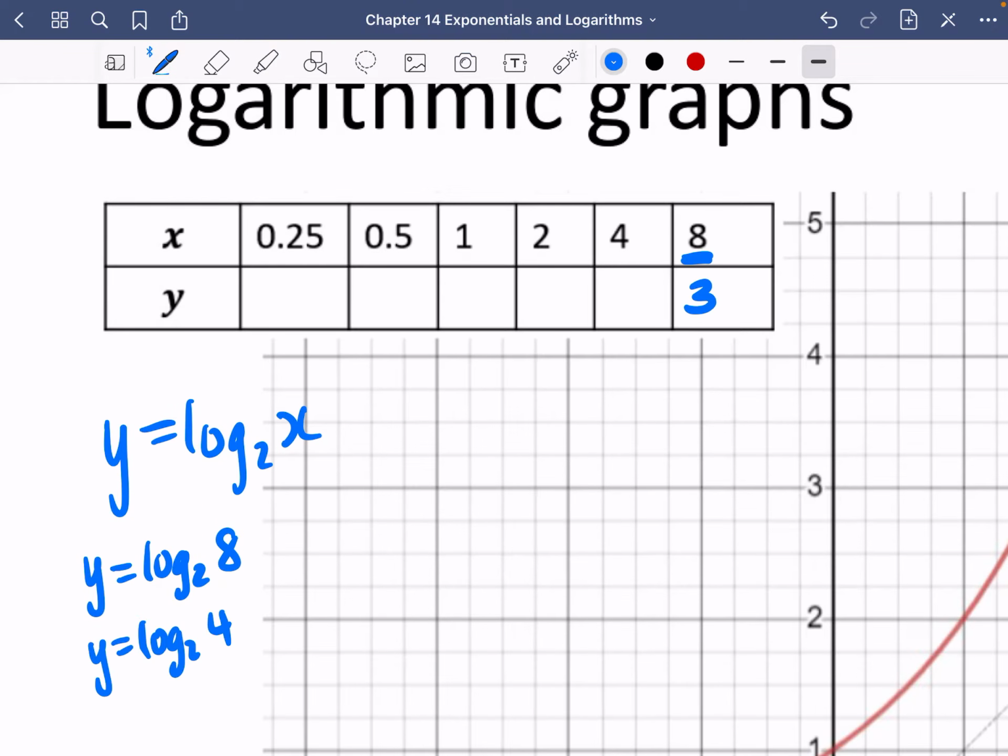The next one here will be that y equals log base 2 of 4. What power of 2 gives me 4? Well, 2 squared gives me 4. You can see what's going to happen here. This will be 2 to the power of 1 that gives me 2. 2 to the power of 0 that gives me 1. Let's just do these last two as well, though.